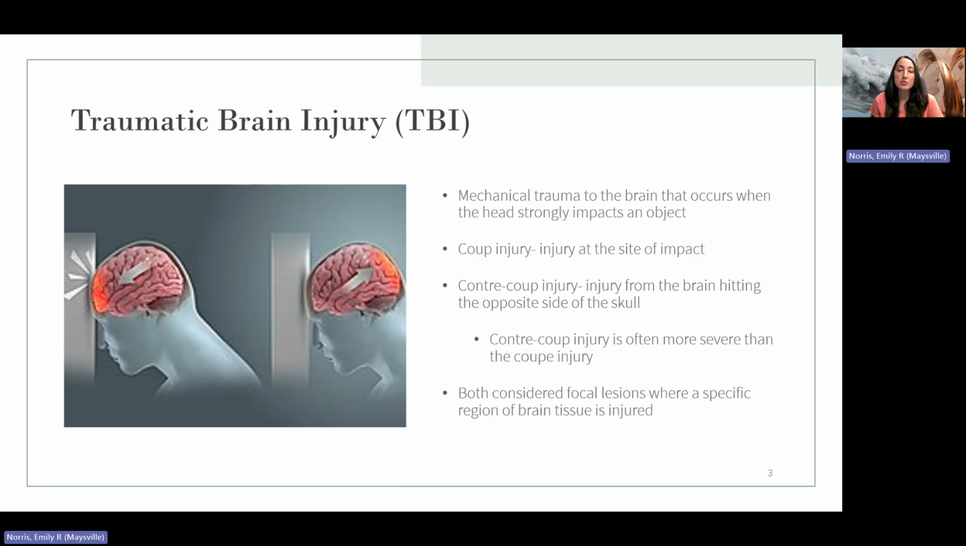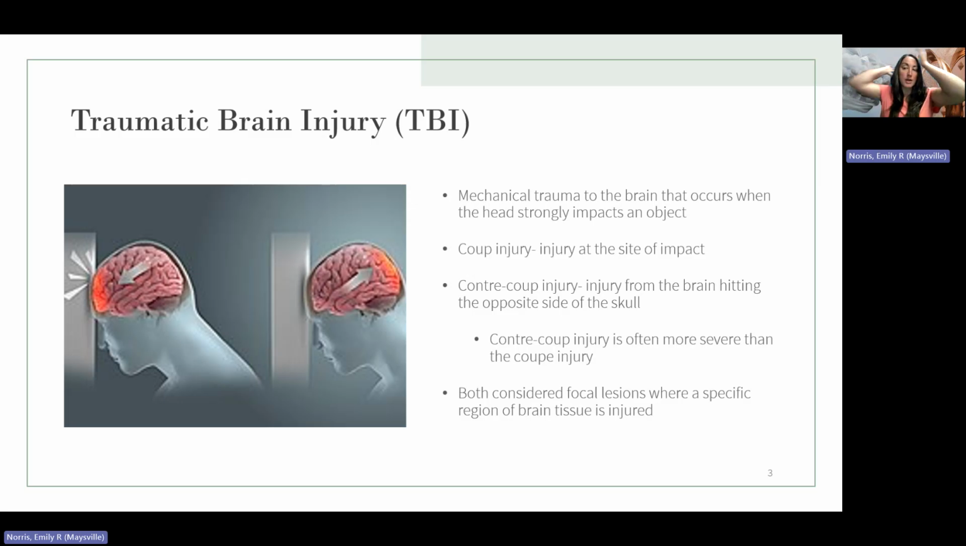With traumatic brain injury, this is when there's mechanical trauma to the brain. It occurs when the head strongly impacts an object. The coup injury is the injury at the site of impact. So in the picture at the front there would be the coup injury. And the countercoup injury is the injury on the opposite side of the brain where the brain hits the skull.